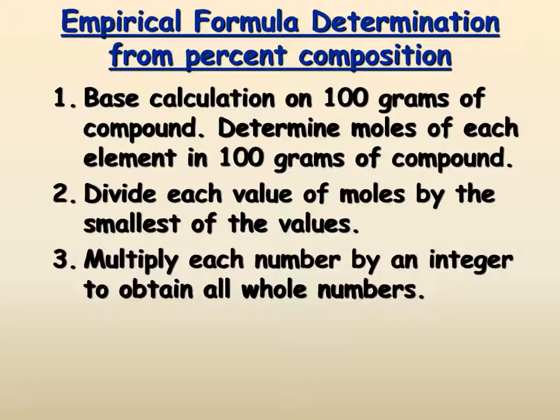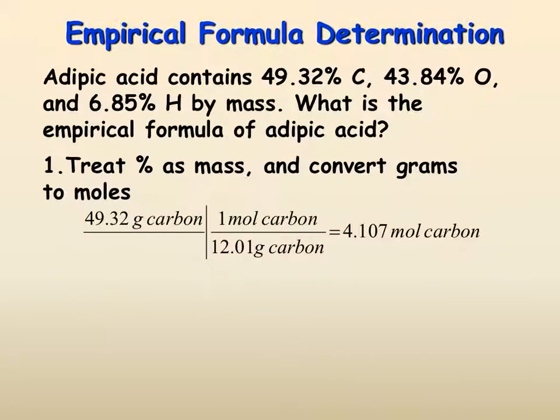Okay? So the easiest way to do that is to assume you have a 100-gram sample. Right? Because if you know that 53% of your sample is carbon, well, what's 53% of 100? 53. All right? If you use the hypothetical 100-gram sample, your percentages just become grams. And then from there, you can convert to moles, divide by the smallest number, and if need be, multiply by an integer to gain all whole numbers. So let's see this work.